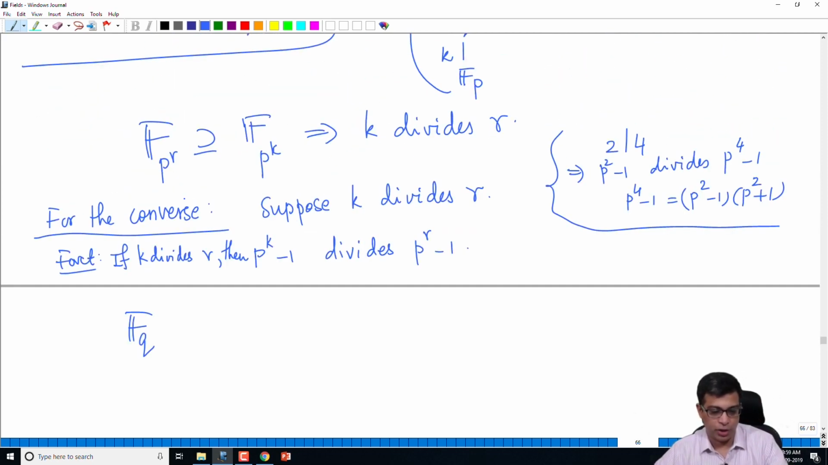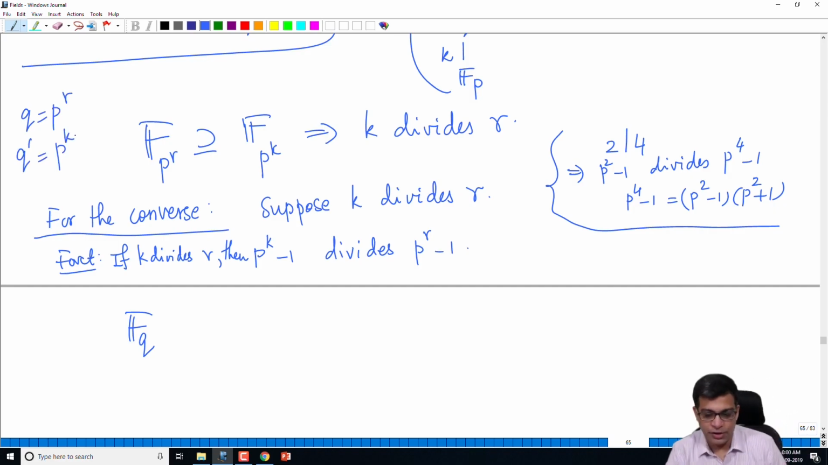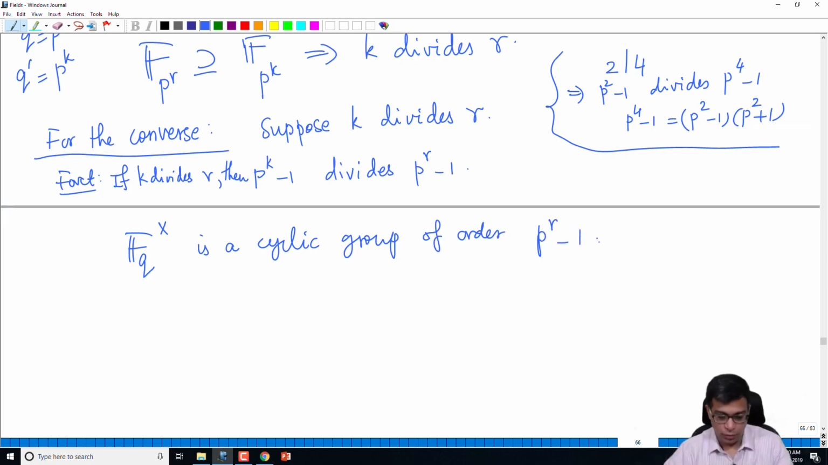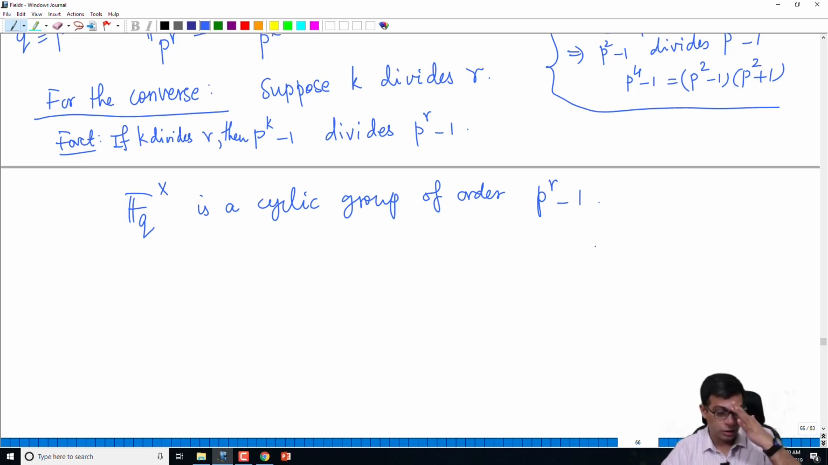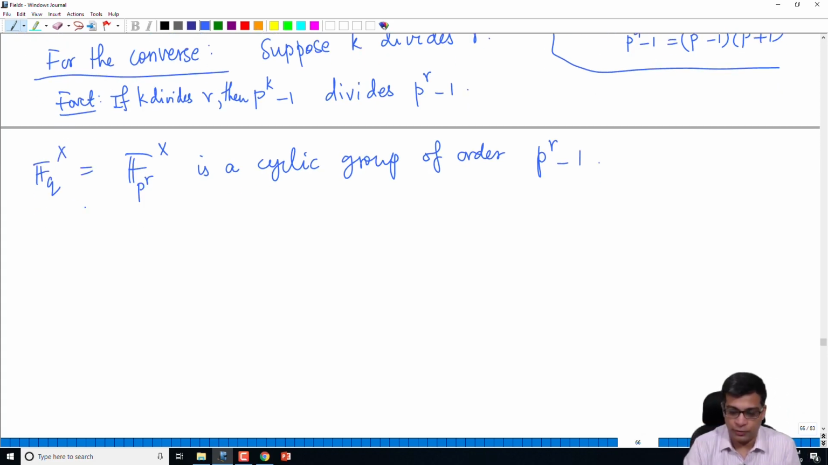In this case, let's look at FQ. Remember, we are trying to show that FQ contains FQ prime. Q is, again, let me remind you, p power r, and Q prime is p power k. I am assuming k divides r. FQ cross is a cyclic group of order q minus 1. I am trying to avoid q here because there is q and q prime, it's a bit confusing. So this is p power r. FQ cross is a cyclic group of order p power r minus 1.